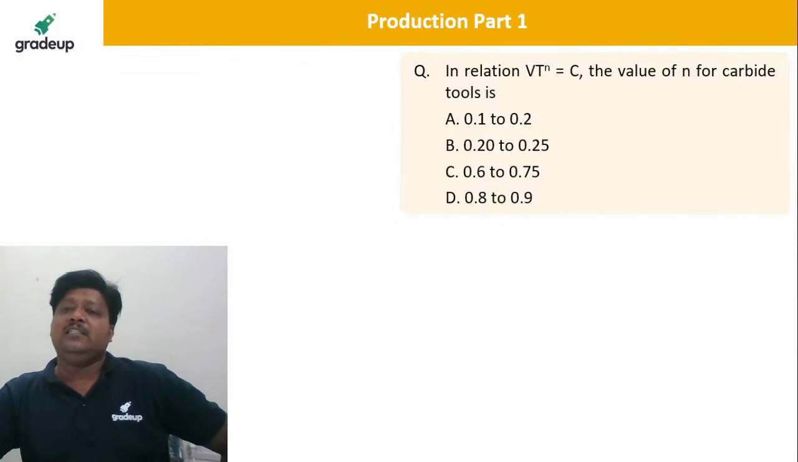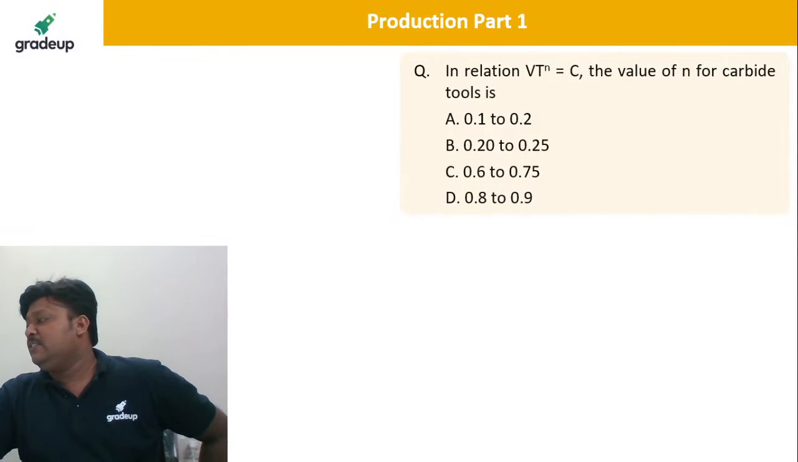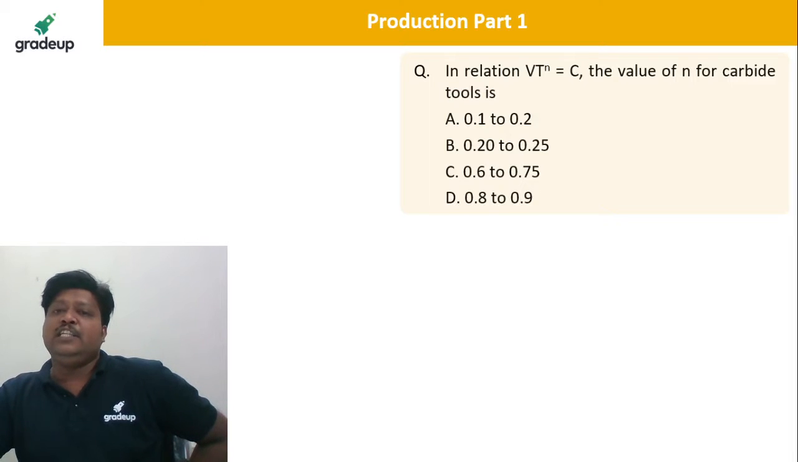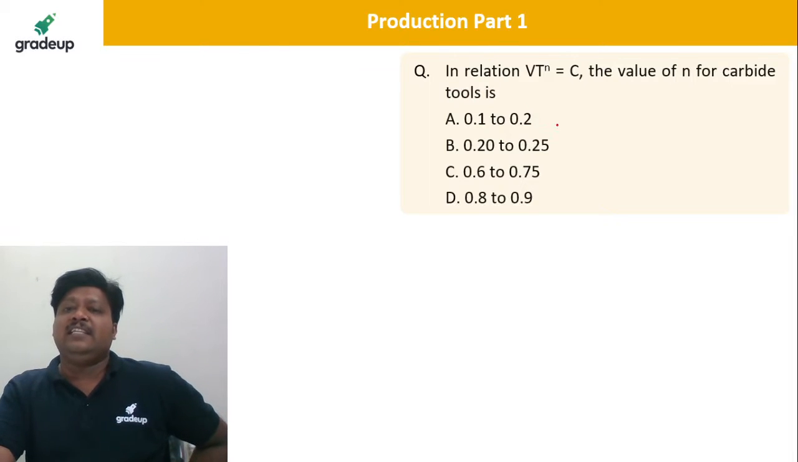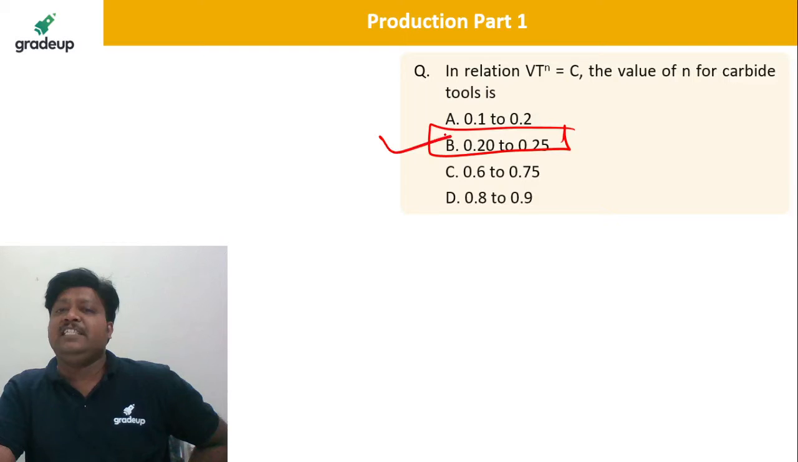Now tell me, for carbides generally it is 0.2 to 0.4. So in that range only we have the option B, which is correct.